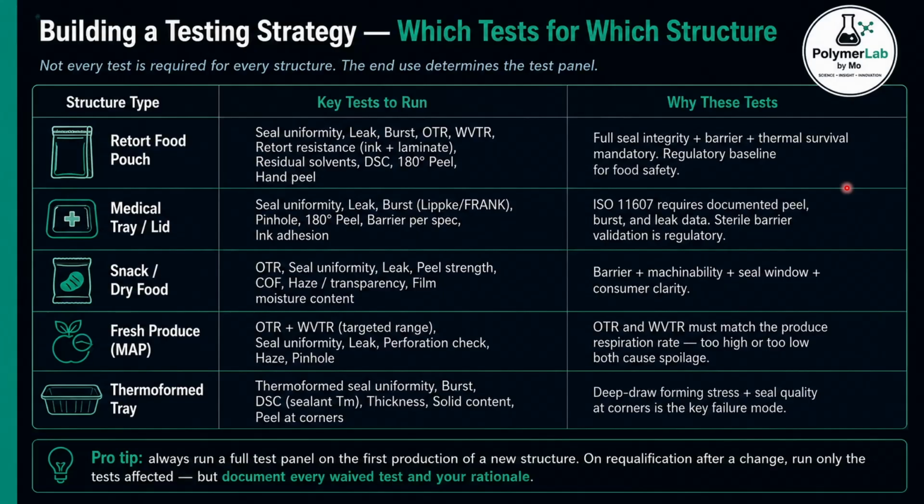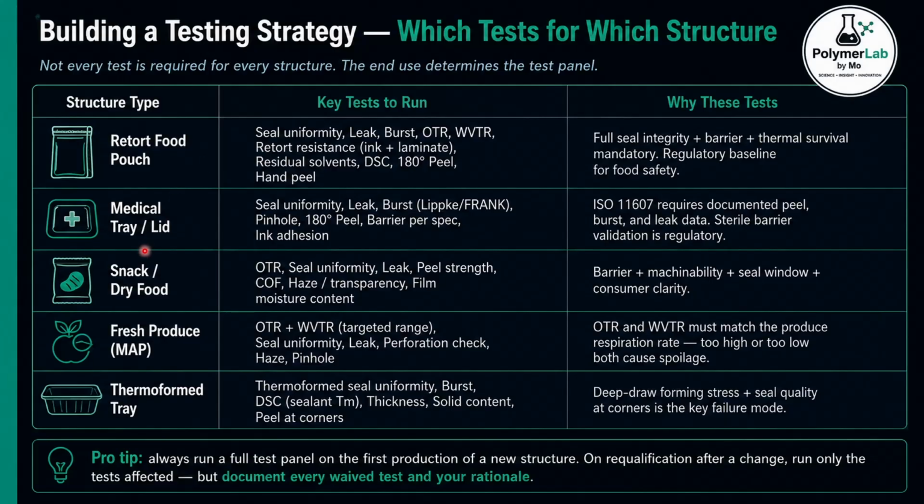For a retort food pouch, the most demanding application in flexible packaging, you run everything: seal uniformity, leak test, burst, OTR, WVTR, retort resistance for both inks and the laminate structure, residual solvent retention, DSC for the sealant, and peel strengths at the multiple peel geometries. Every one of those is mandatory because a failure means contaminated food and a recall.